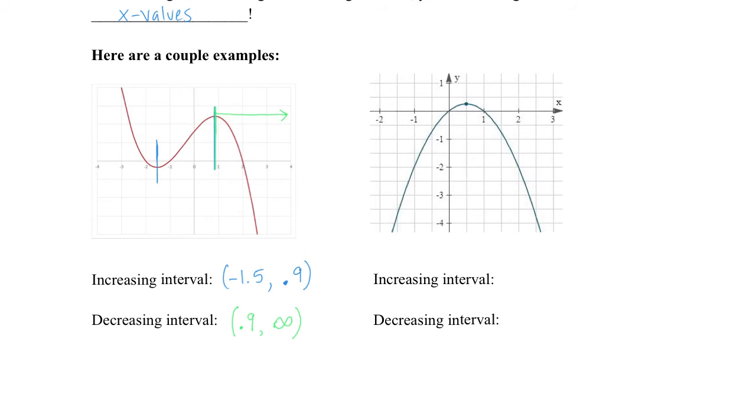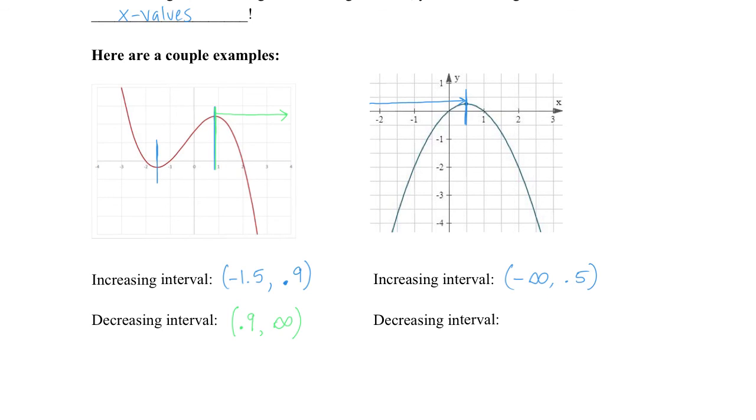Where does it start? Well, it starts at negative infinity because this is increasing forever right here. It's just increasing, increasing, increasing, increasing. Where does it stop? It stops right here at 0.5. Okay, so my interval then is from negative infinity to 0.5. And remember, this is not negative infinity in the y, it's negative infinity in the x, like this. These are x values.